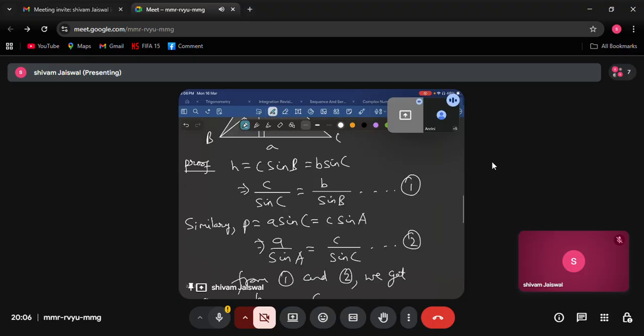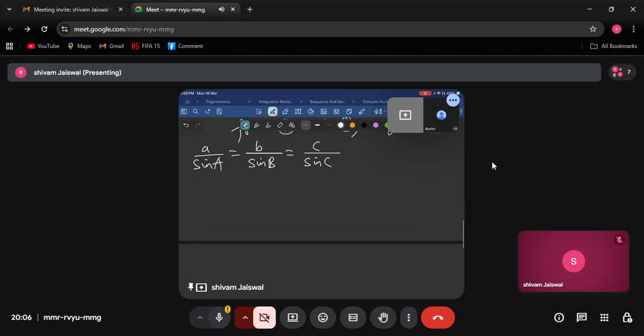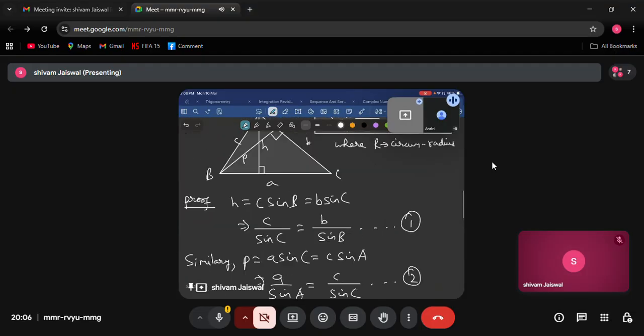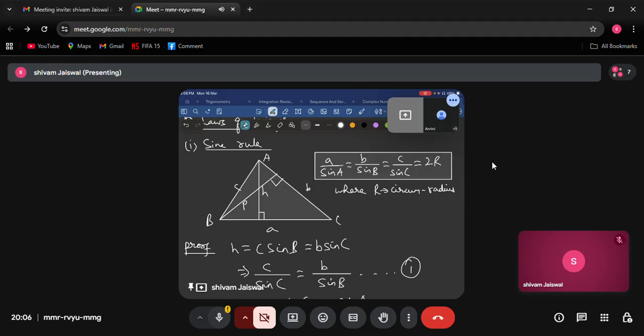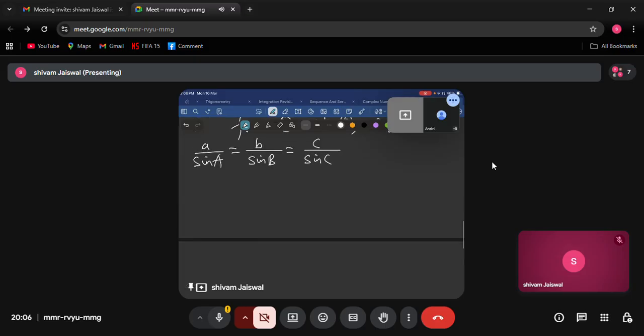After this, we have to prove that A by sine A is equal to twice the circumradius. So I'm going to draw a circle, and a triangle. This is the circle, and this is the triangle we are talking about, ABC.